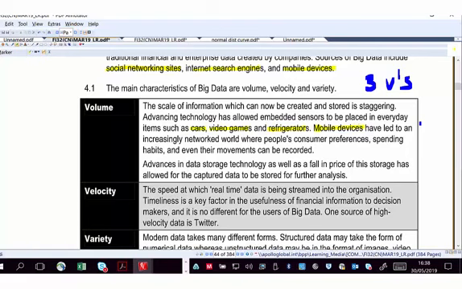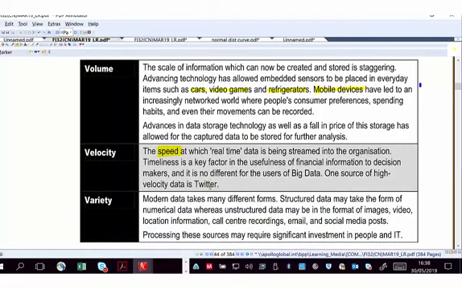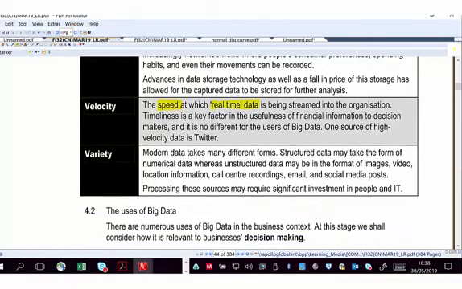The velocity is in relation to the speed. And again, a characteristic of big data is data that we can get access to very quickly. So it's real-time data. It's data that's available immediately. And then finally, the variety. It comes in both structured and unstructured forms. So there's lots of different data that we can now use within a business to help us make decisions.